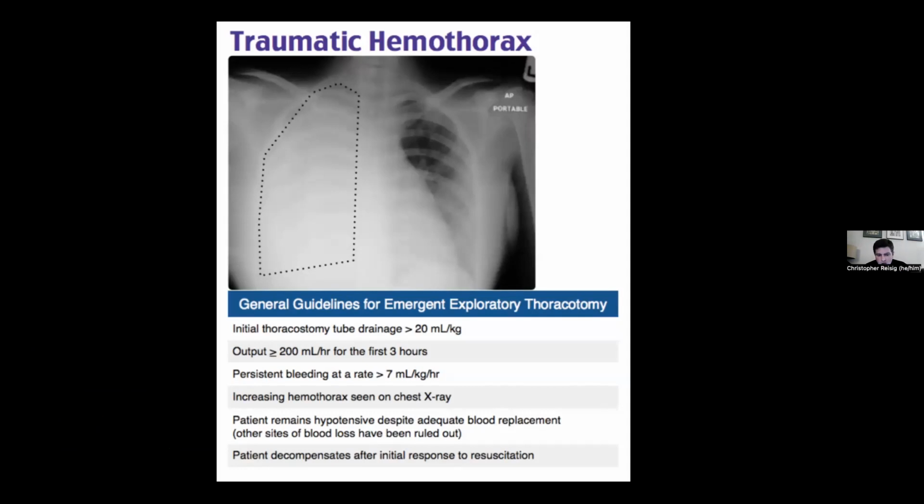Obviously, anyone who's shocky, who's not responding well, who's decompensating, who looks like they need to go to an OR for definitive hemostasis will go to an OR. But those are kind of the numbers. And in the prior question, that's what they want you to think about, is actually just the amount of volume that came out with the tube going in the first place.